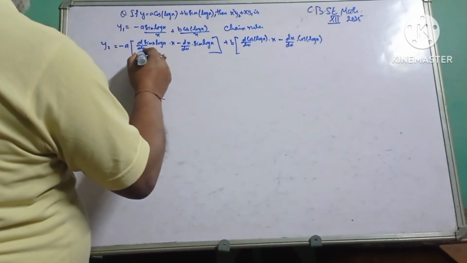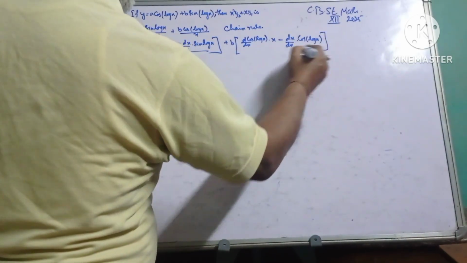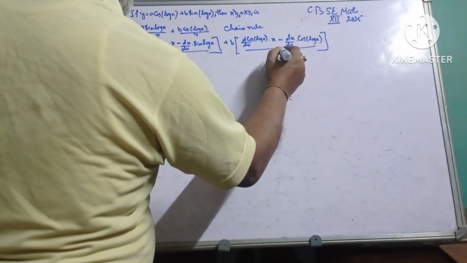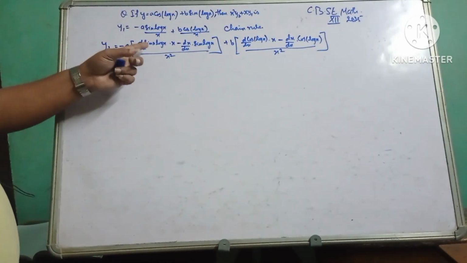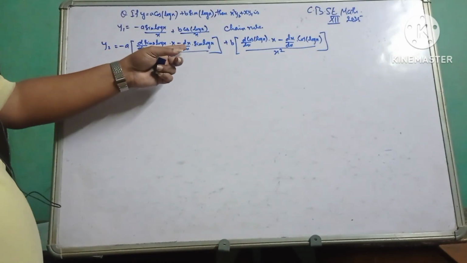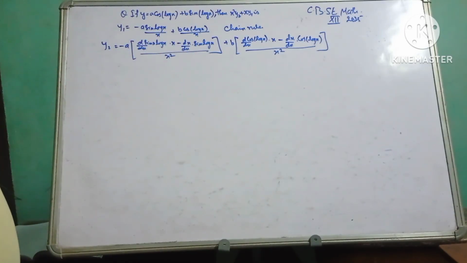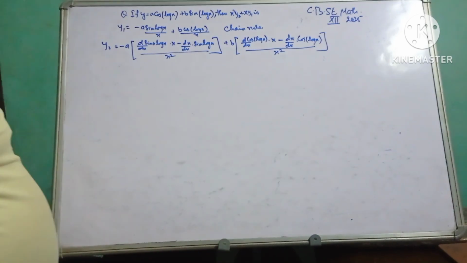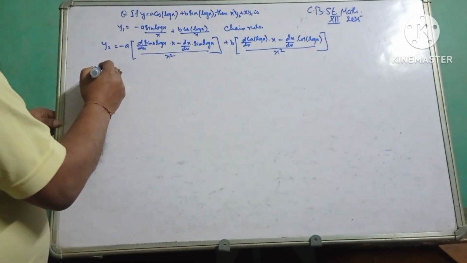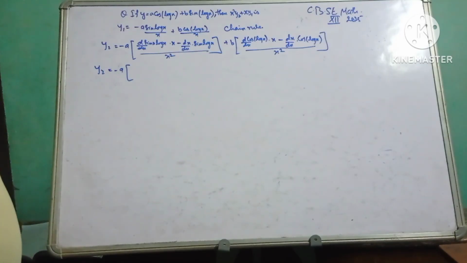by denominator square, and here also by denominator square. So differentiation of numerator into denominator minus differentiation of denominator into numerator by denominator square. Similar differentiation, and everything is correct. Now see, let us see what is the value of y2. Minus a, here again there will be chain rule.